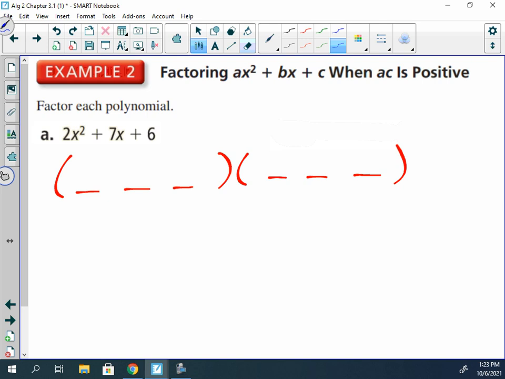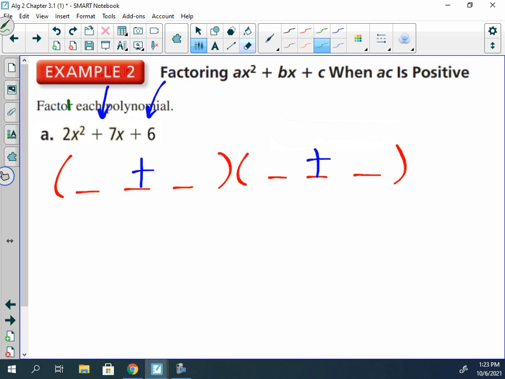Two sets of parentheses with 3 spaces. That satisfies step number 2. Step number 3 is to find the signs. If the constant term or the third term is positive, the signs are the same and they match the sign of the middle term. If the third term is negative, the signs are opposite. Well, the sign of the third term is positive, so the signs are the same and they are both positive. So plus and plus.